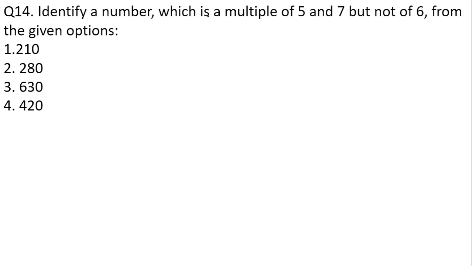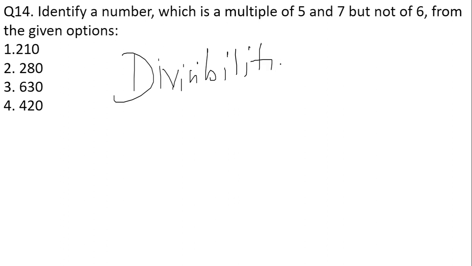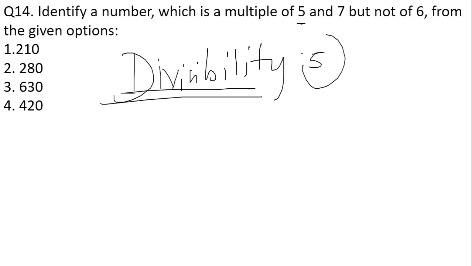Identify a number which is a multiple of 5 and 7 but not of 6 from the given options. Now in your basic classes I have taught you the divisibility test. So from that you can clearly say which given number is divisible by 5. What does the divisibility test of 5 say? The last digit of the number should be 0 or 5. If it is 0 or 5, the number is divisible by 5.